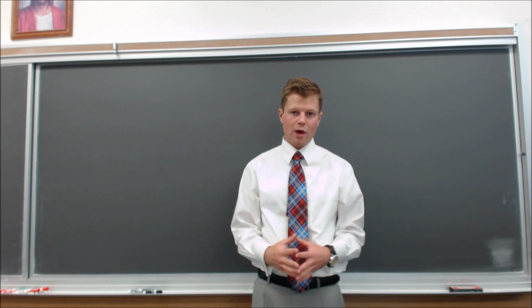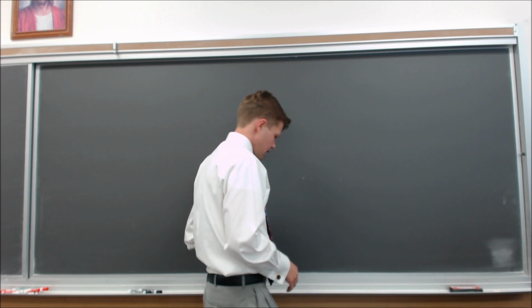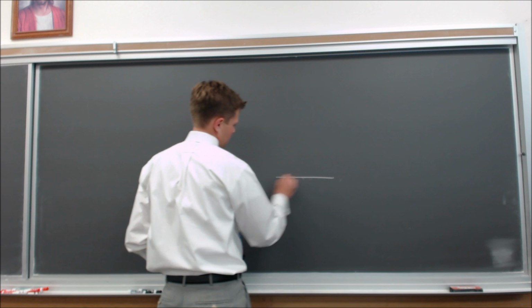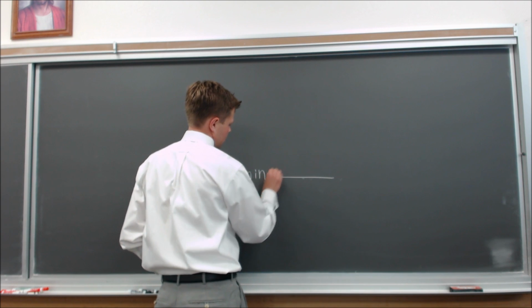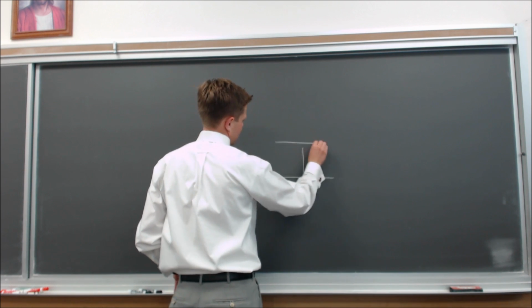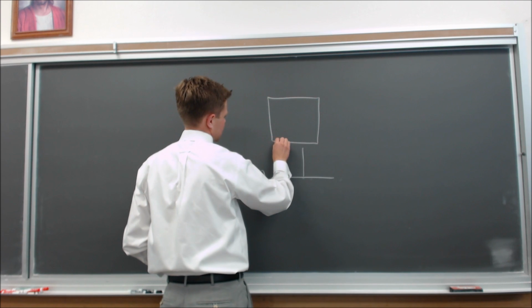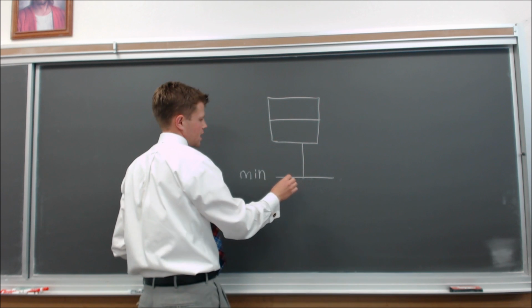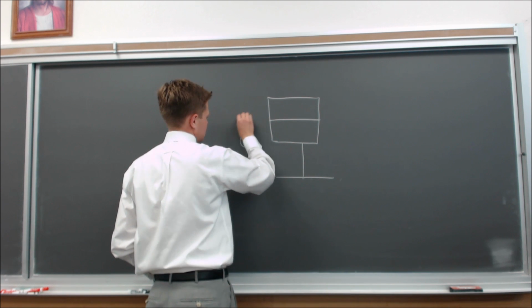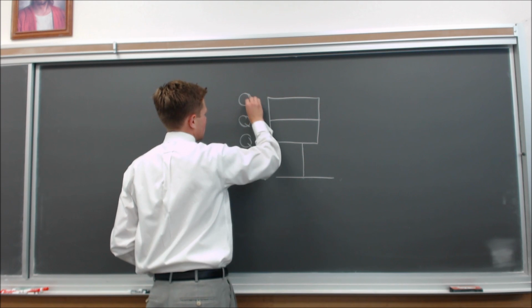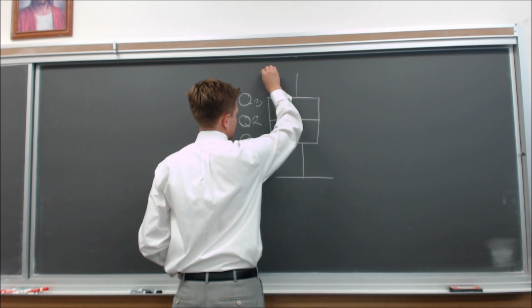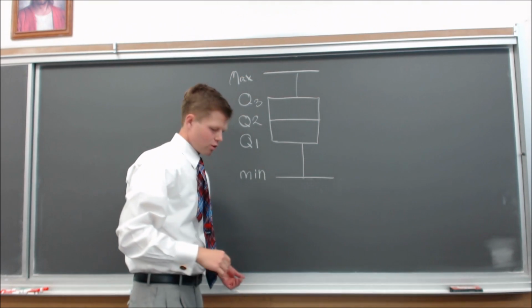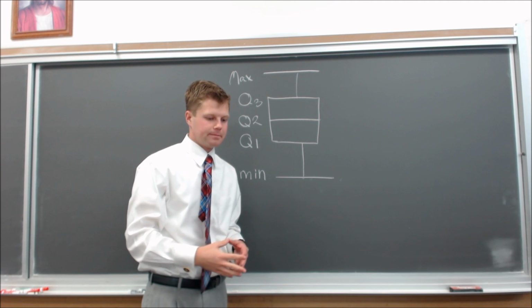Now we can represent this graphically using a box plot. Okay, so a box plot is shown by your minimum down at the bottom, and then a box, okay? And this box represents your three quartiles. So quartile 1, quartile 2, quartile 3, and then you have your max. Graphical representation of the 5-number summary.